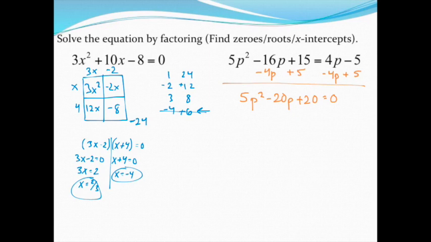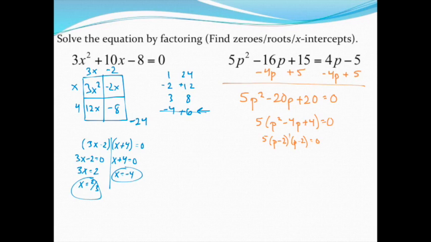Looks like the box method, but don't forget to check for a greatest common factor. I have one this time. It's a 5. So once I pull a 5 out, divide everything by 5, I can see that I don't even need the box method. There's no longer a 1 in front in the parentheses. So I can factor the old way, where it's just what multiplies to 4 and adds up to negative 4. And that's a negative 2 and a negative 2. And then don't forget your GCF in front. So there's my factored problem.